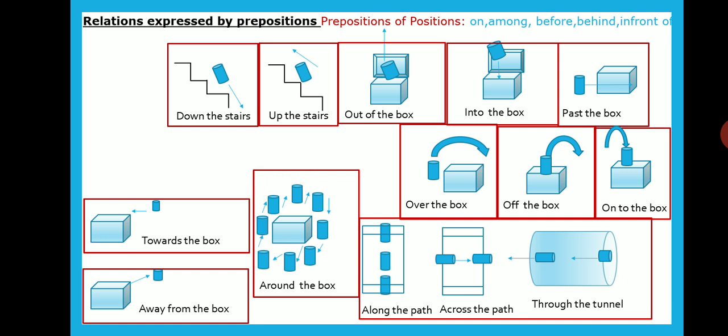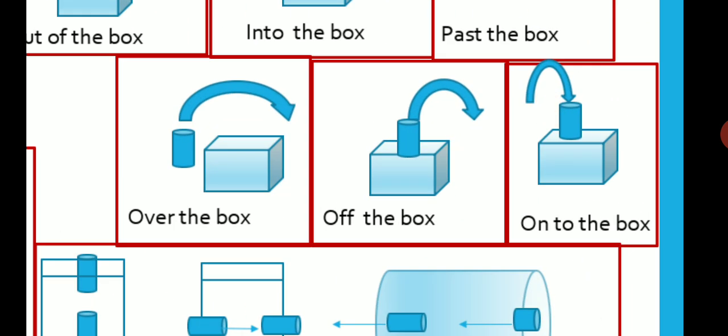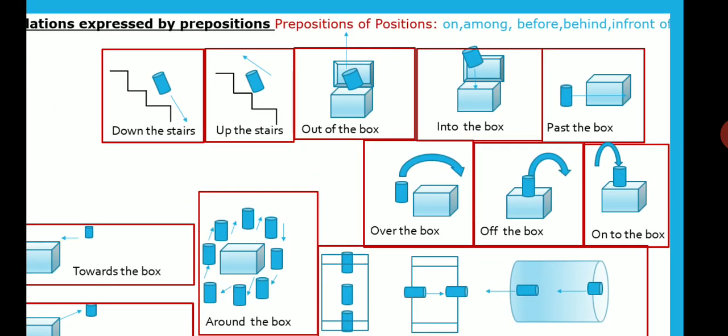And here the can is going over the box. It is not touching the box, but it is going on top of the box. So it is called over the box. Now the can is on top of the box and it is going out. That is, it is going off the box. Now from outside, it is coming onto the box. That is, the preposition is onto the box.